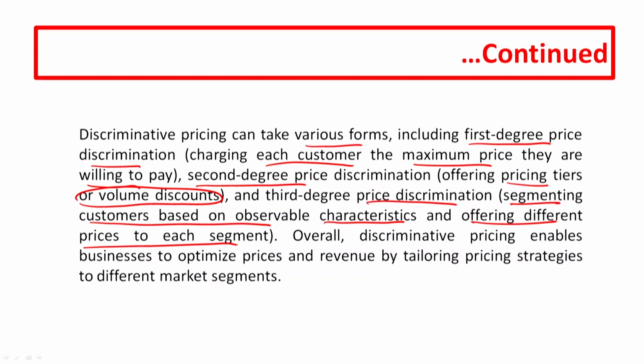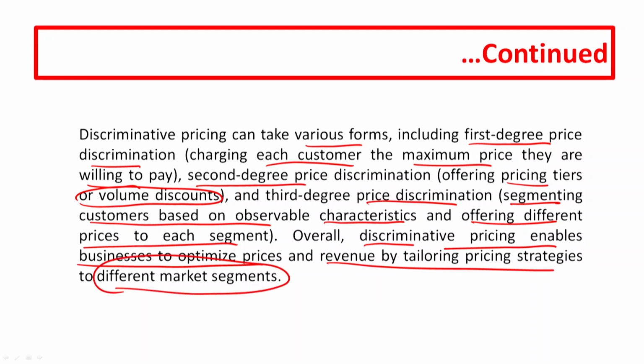So, overall, discriminating pricing policy enables businesses to optimize prices and revenue by tailoring price strategies to different market segments, which means here it is not only focusing on a few segments as it was in other pricing policies. Here it is focusing on all the market segments, and according to the market segments the prices are fixed and the customers or consumers are served.